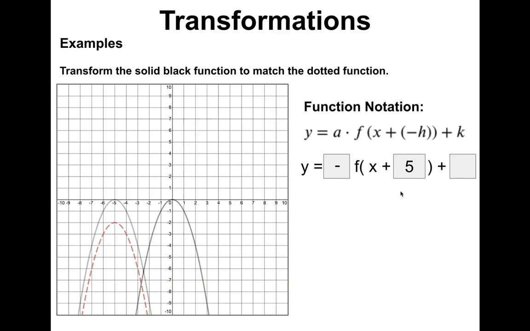Our k value, there's our left movement. Our k value, we will use the exact. So because the graph is shifted just down 2, we will use -2.